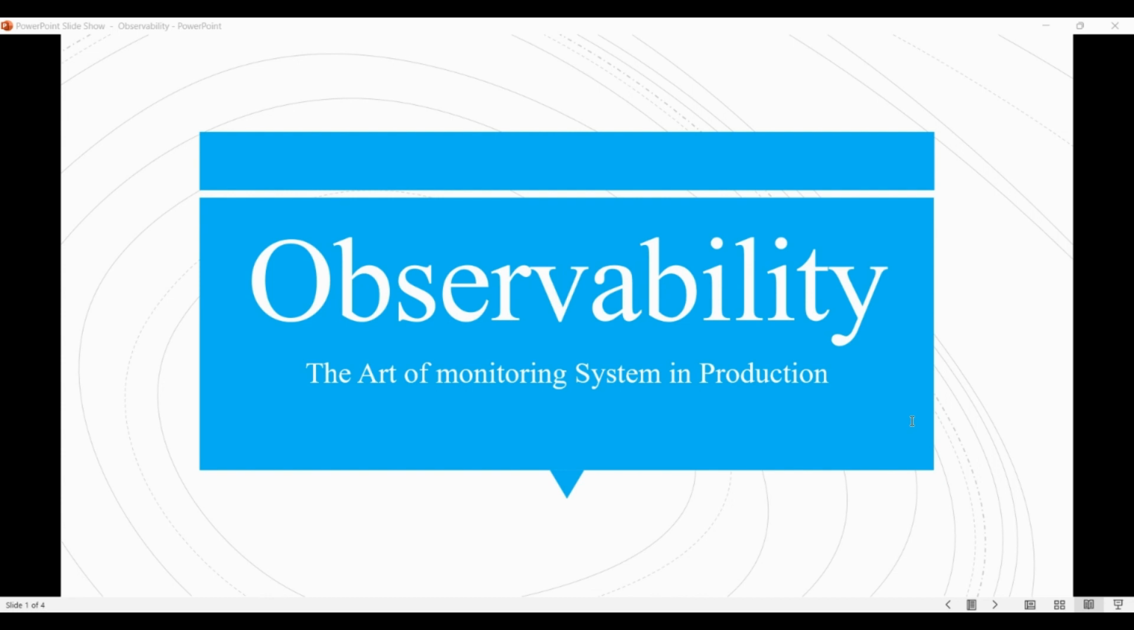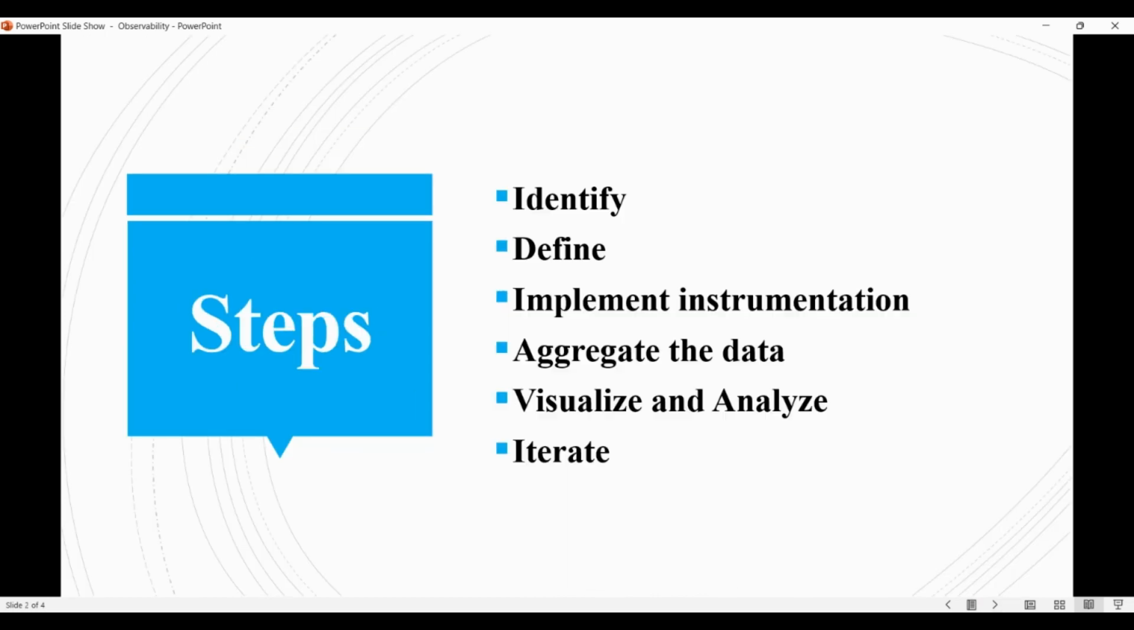So, in simple words, throughout the lifetime of an application, it is vital that you are able to understand what is occurring and what has occurred within the system. That is what observability is all about. Achieving observability in a system typically involves several steps. So, here is a high level overview of the common steps involved in this process.